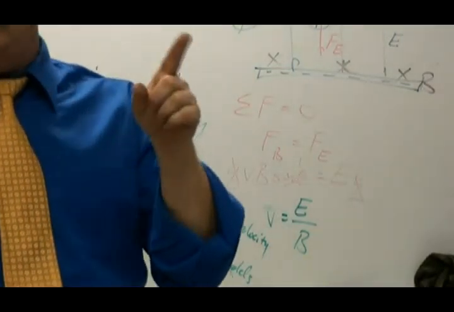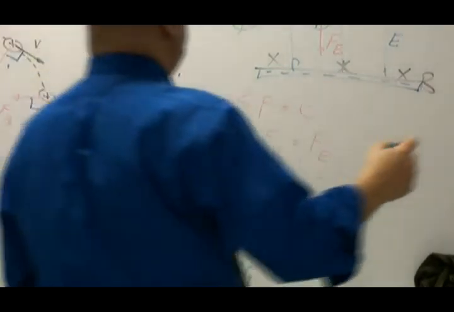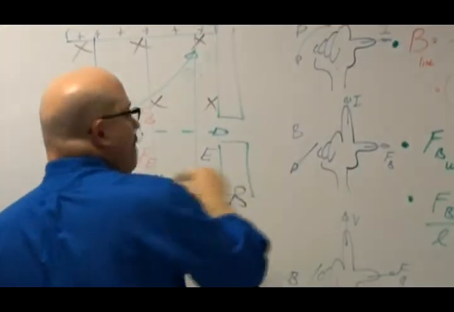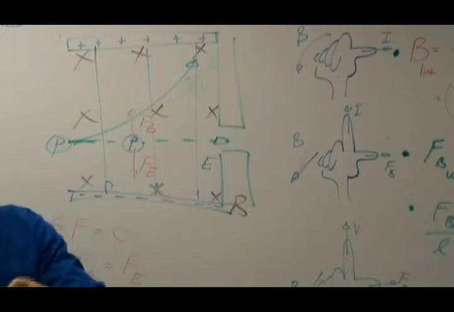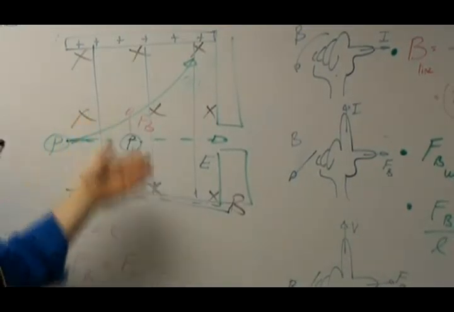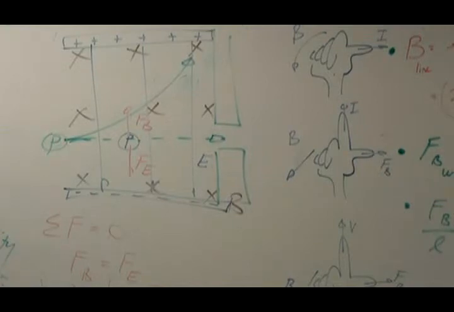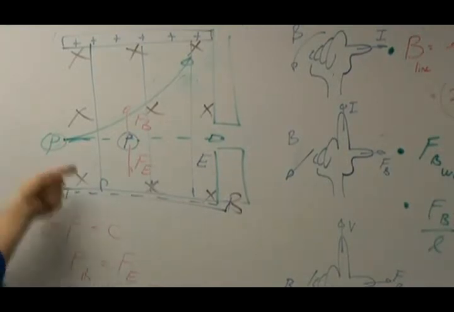Because here's what they'll do. They'll put up a wall over here with an opening. And that opening's real small. And look what they do. They tune the electric and magnetic fields until it's the speed they want. And only that speed goes through.